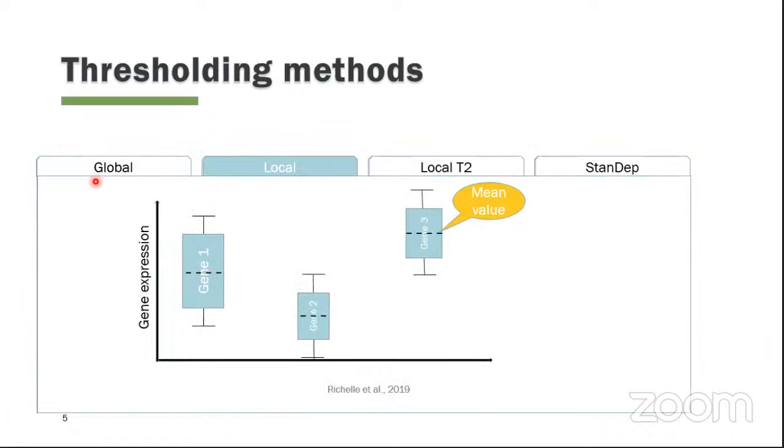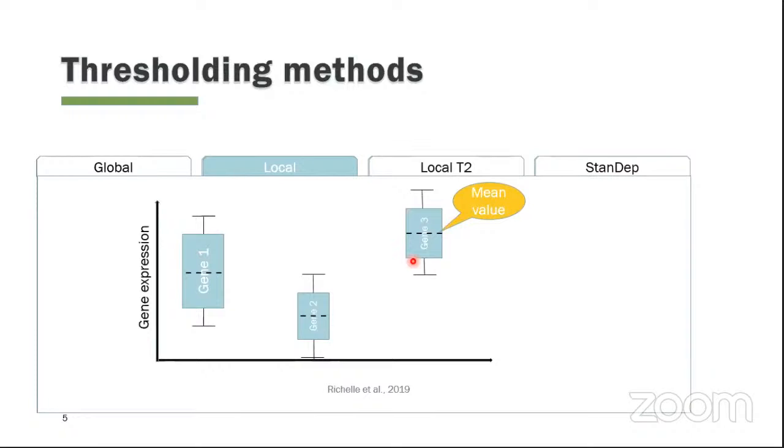The first one is the local method. This box plot shown here is gene one's expression across the contexts. In the 2D matrix which I defined before, a single row is this box plot. In local thresholding, we simply take the mean or median, some middle value, as the threshold, and whatever crosses this threshold is considered active, else inactive. Similarly for all other genes also.